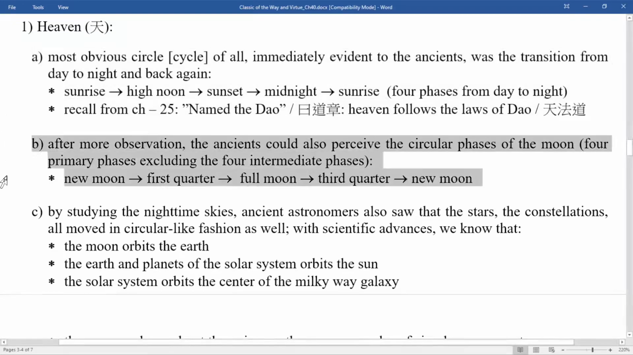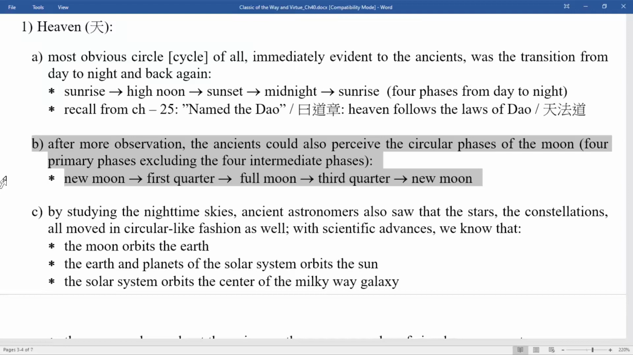the ancients also perceived the circular phases of the moon, four primary phases. There are four intermediate ones called waxing or waning, gibbous, something like that. But that's not important. It's just new moon, first quarter, full moon, third quarter, new moon. So that's the lunar calendar: the first of each month is the new moon, then we go to the 15th, which is the full moon, and then go back to the new moon. So that's a circular, or cyclical, pattern.